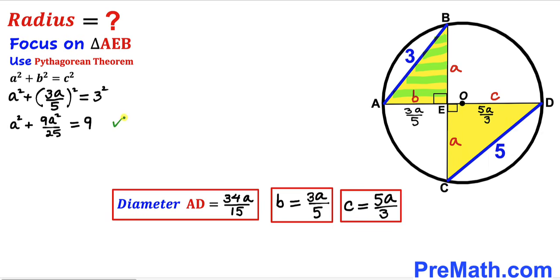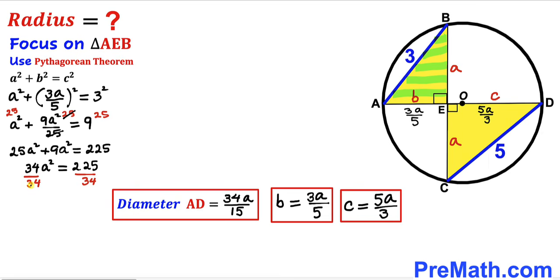As you can see in this next step, the square of this fraction is going to give us 9a square divided by 25, and on the right hand side 3 square is 9. And now I'm going to remove this fraction by multiplying by 25 across the board on both sides. So therefore we end up with 25 times a square. This 25 and 25 is gone, so that is going to give us plus 9a square equal to 225. So therefore we end up with 34 times a square equals 225.